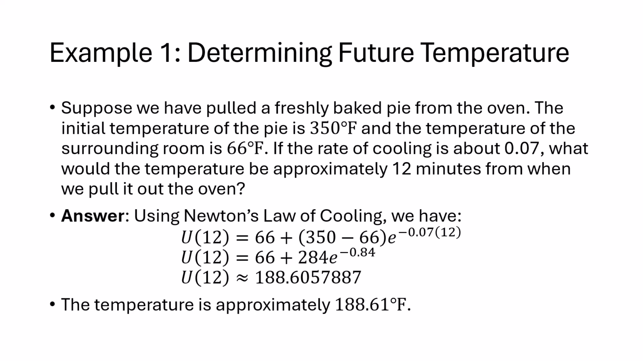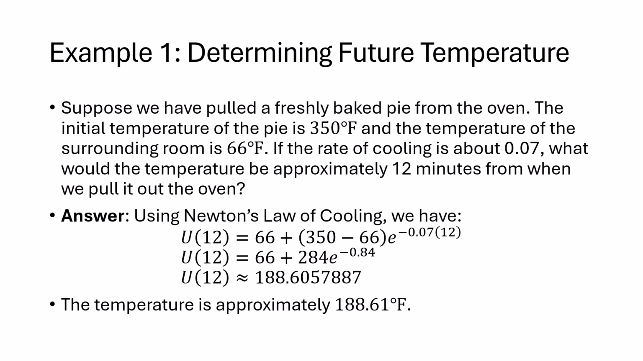Let's take a look at some examples. Our first example is going to be to determine a future temperature. Suppose we have pulled a freshly baked pie from the oven. The initial temperature of the pie is 350 degrees Fahrenheit, and the temperature of the surrounding room is 66 degrees Fahrenheit. If the rate of cooling is about 0.07, what would the temperature be approximately 12 minutes from when we pulled it out of the oven?